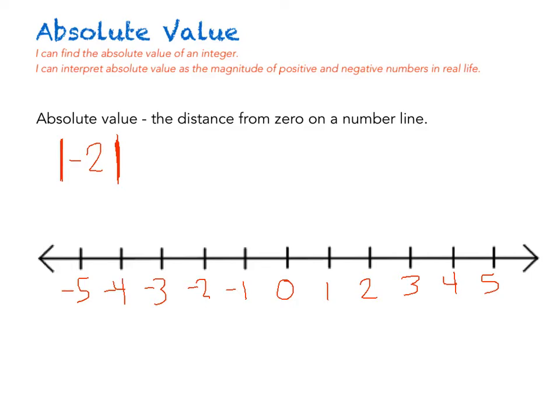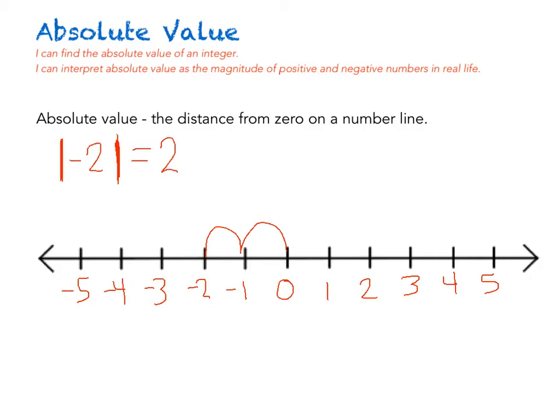So let's look at negative 2 and see the distance it is from 0. We'll start at 0. We need to make 1, 2 jumps to get to negative 2. So that means the absolute value of negative 2 equals 2.